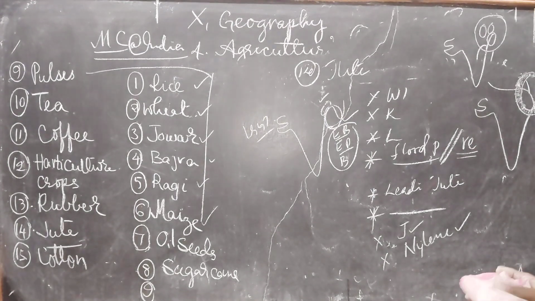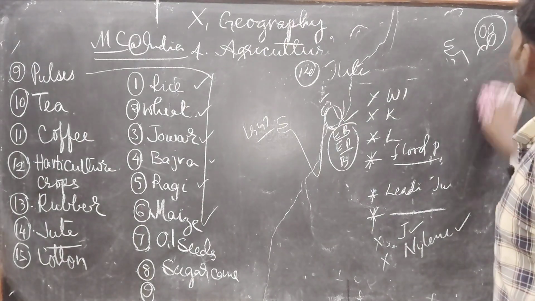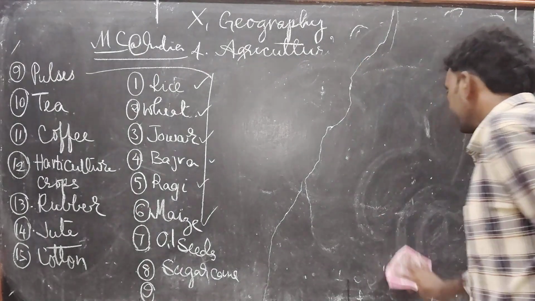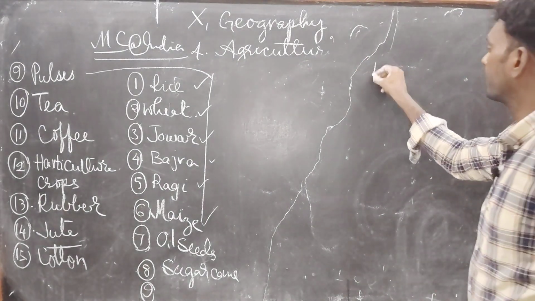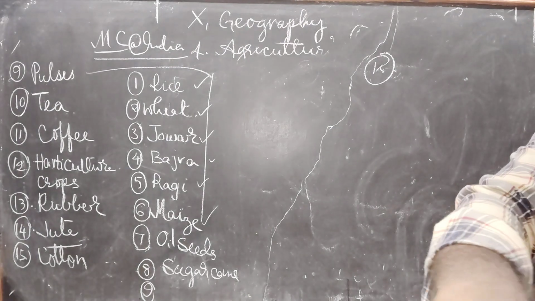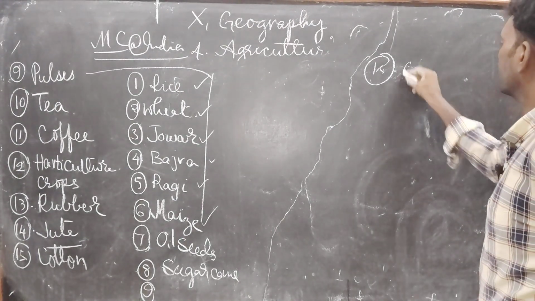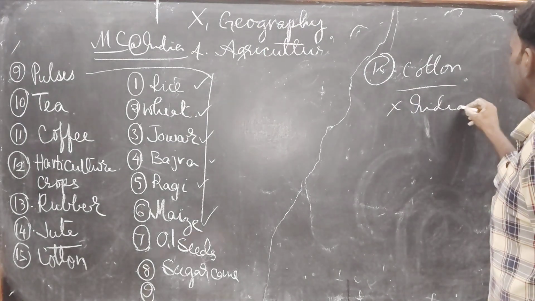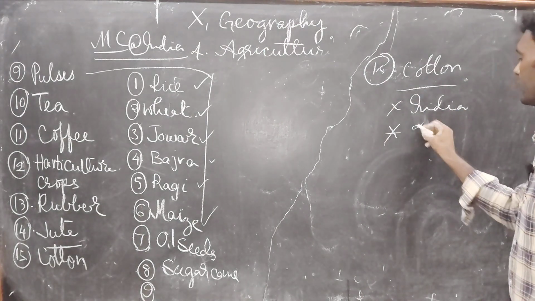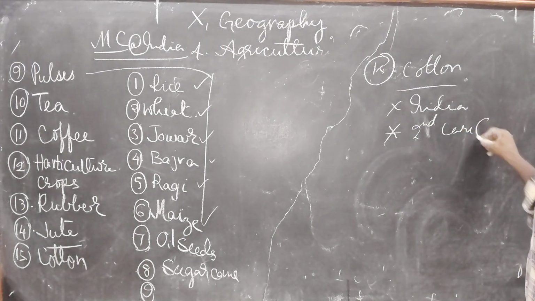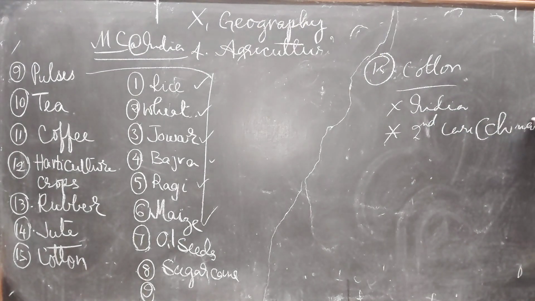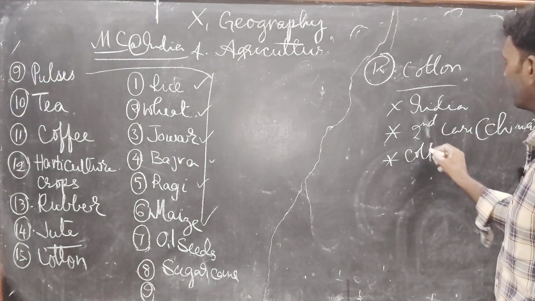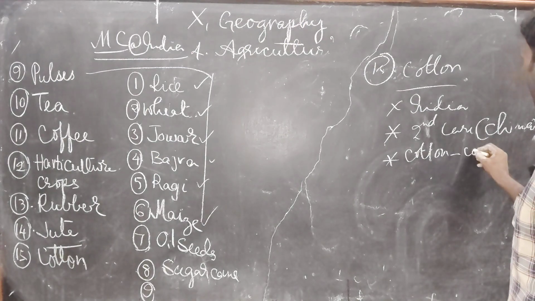Coming to the last one, that is cotton. Cotton is considered the home or birthplace of India's crops. We are considering cotton as the 15th crop. India is the second largest producer after China. Through the cotton seed we are producing cotton oil also.